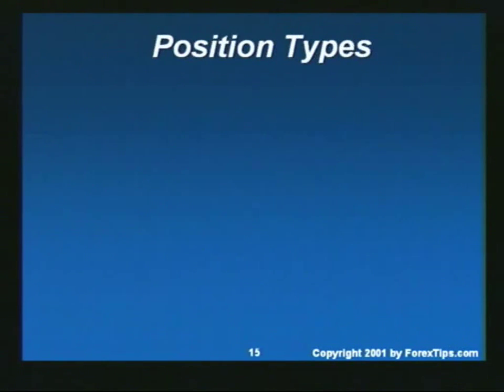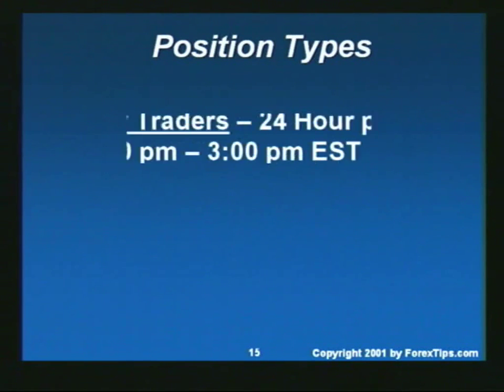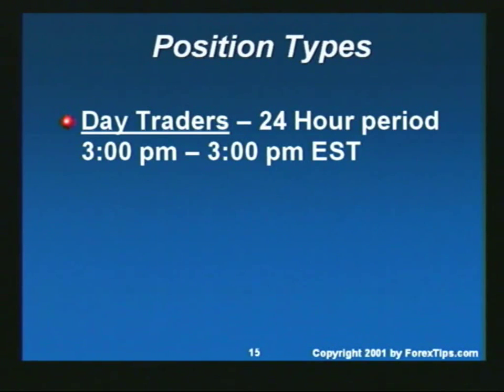Now, there are 2 types of positions you will take in the market. One is what's called a day position, the new buzzword of the decade, day traders. Day traders in the stock market get in as soon as the stock market opens in the morning and get out in the afternoon. That is considered a day trader. A day trader in the currency market, however, is a little different.